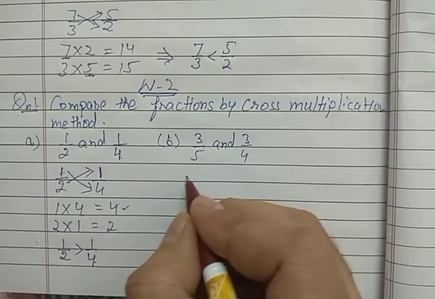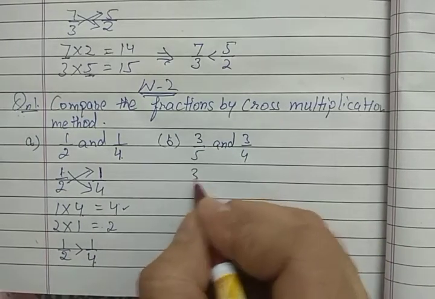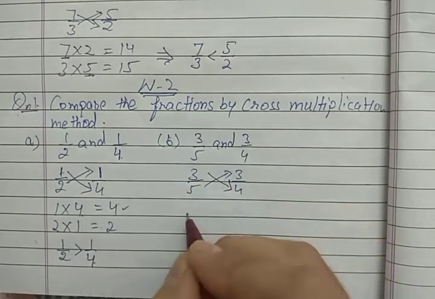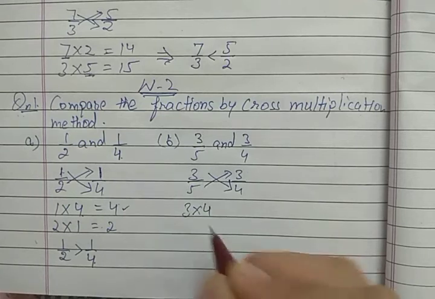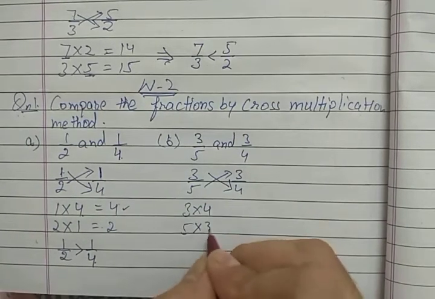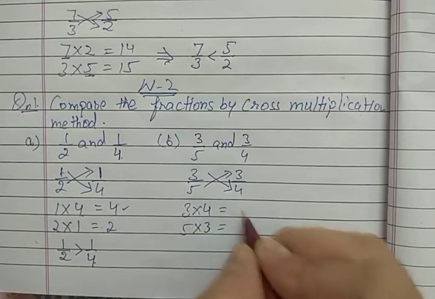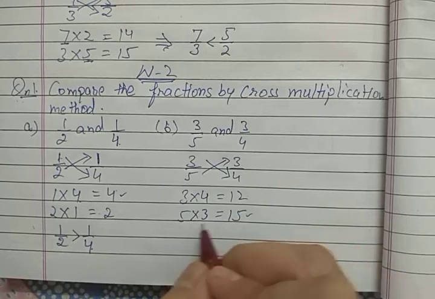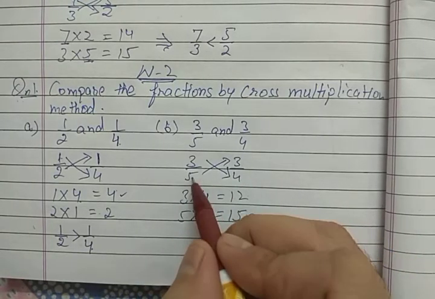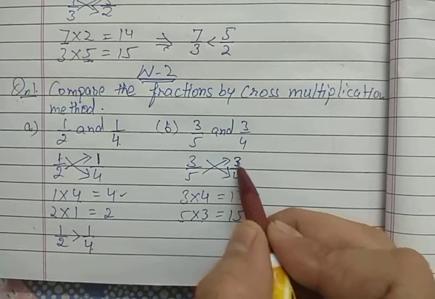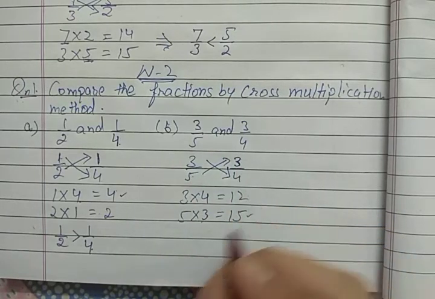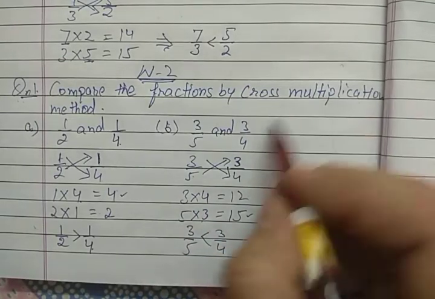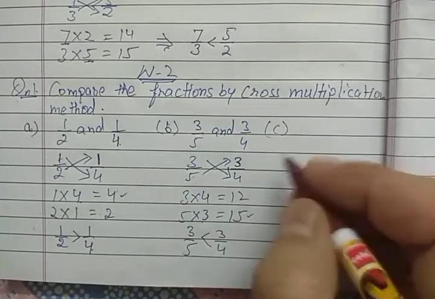So cross multiply them. So 3 multiplied by 4, 3 by 5 and 3 by 4. So 3 multiplied by 4 and 5 multiplied by 3. So 3 4s are 12 and 5 3s are 15. So which one is greater? 15 is greater. So इसमें हमारा न्यूमरेटर 15 कब आया हमारा? जब हमने इस न्यूमरेटर से मल्टीप्लाई किया 5 को. So 3 upon 4 is greater than 3 upon 5. So these are of same type.